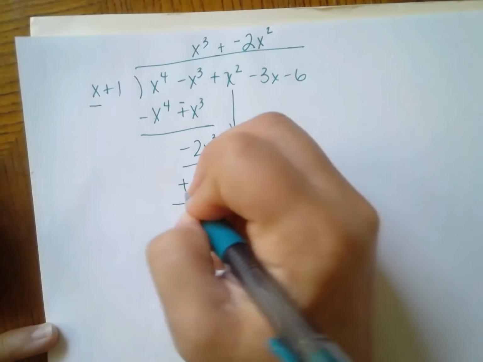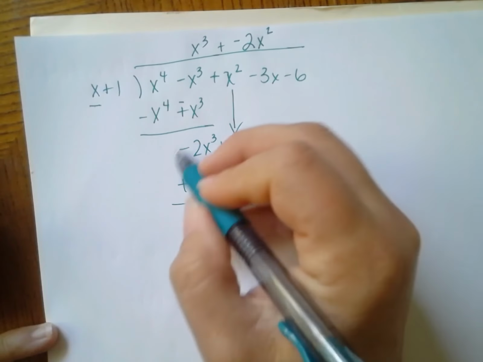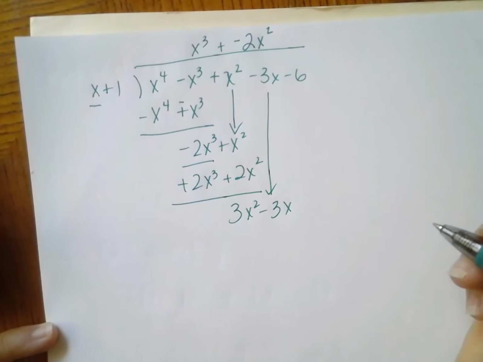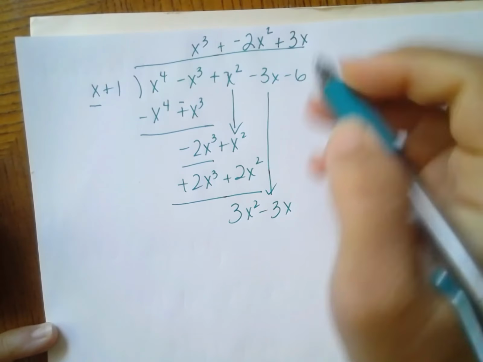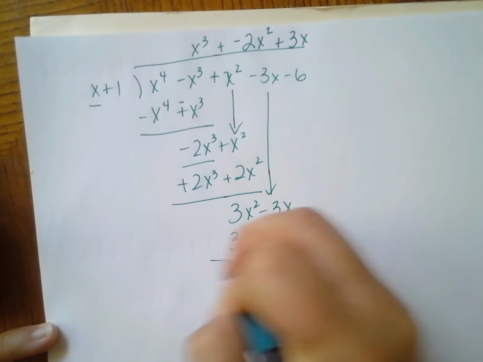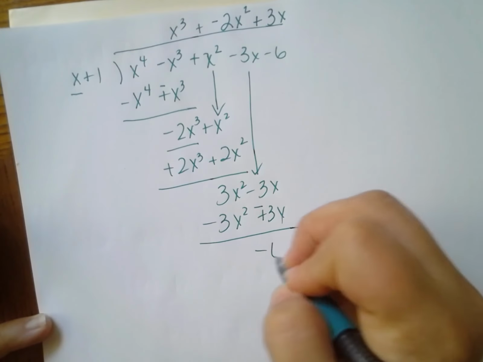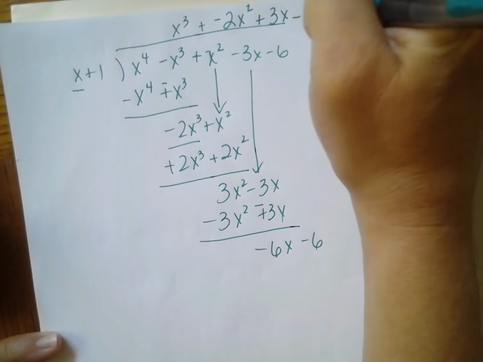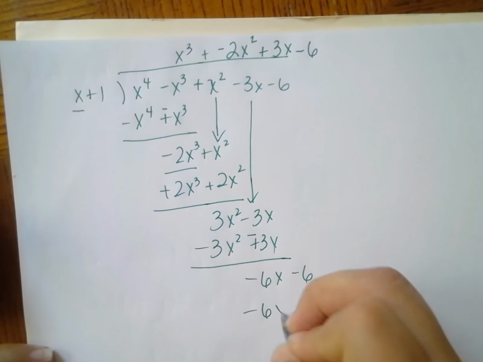I'm subtracting, so I change my signs and add. This gives me 3x squared. These should always cancel. Then I bring down my minus 3x as my next one. I'm going to have a 3x up here, which gives me 3x squared plus 3x. I subtract, so I change my signs and add. This gives me minus 6x minus 6. If I put minus 6 up here, then I should have negative 6x minus 6.